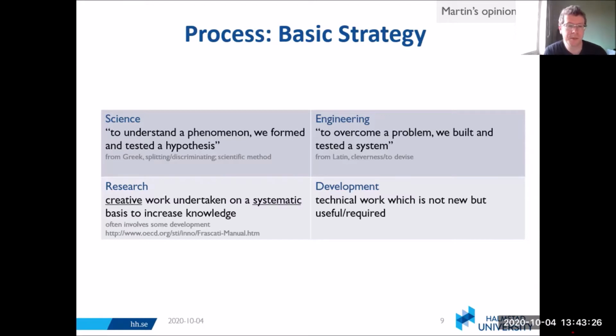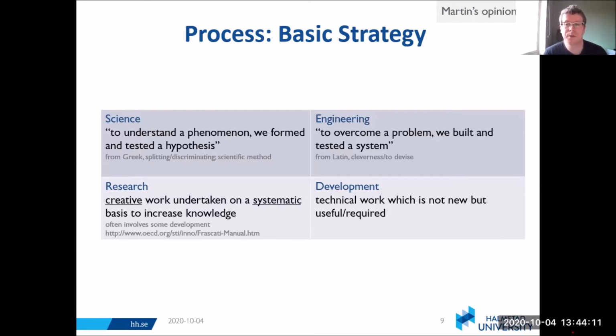Then we look at research and development. Research, when you talk to academics, is not usually just looking something up in Wikipedia or in a book. It's more about original research, which is creative work undertaken on a systematic basis to increase knowledge, and which can include development as well. So I think there are two important things that I've highlighted here. One is creative and the other is systematic. Creative should be new, but not crazy. It should be something still useful. And systematic means we should follow valid ways of thinking and be methodological.